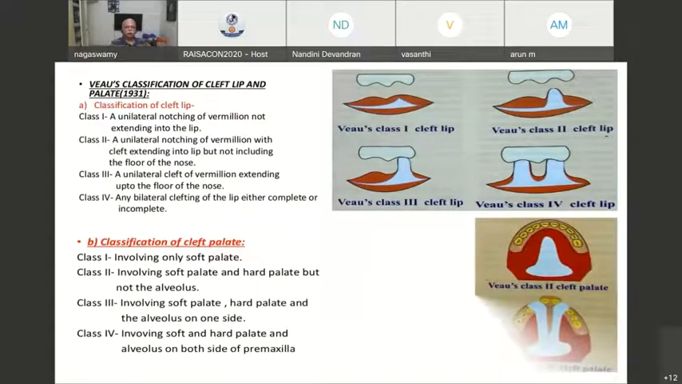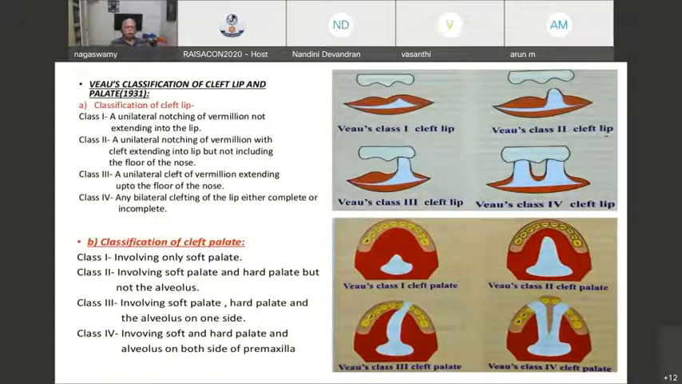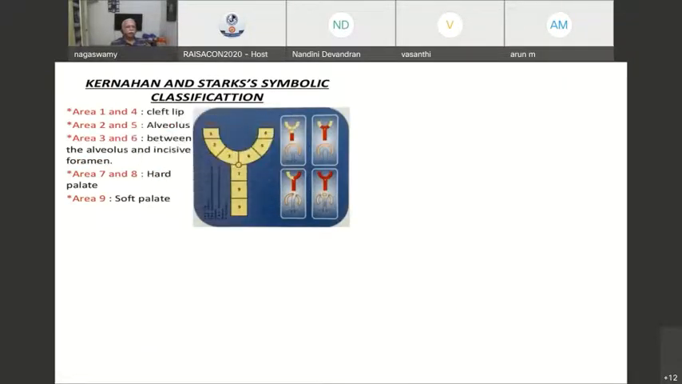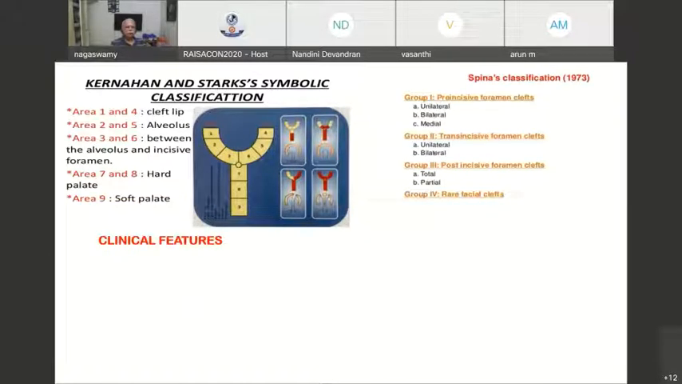Then he himself has classified the palate. The class 1 palate is purely soft palate, and then incomplete, again soft palate and part of the hard palate. The third variety is involving soft palate, hard palate, and alveolar bone, which is otherwise called the unilateral complete cleft, and it can be bilateral. Okay, so these are the 4 types in lip and 4 types in palate described by Veau. Of course, we will not go into all these other types for want of time. So just at least know the names.